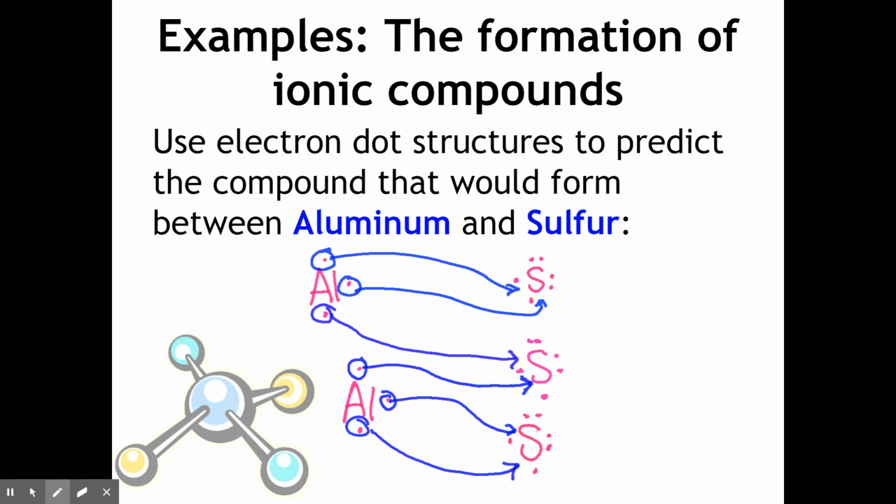Now, what is the formula for that compound? We have 2 aluminums and then 3 sulfurs.